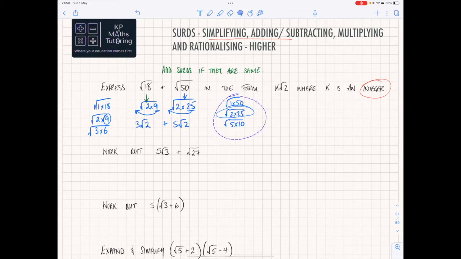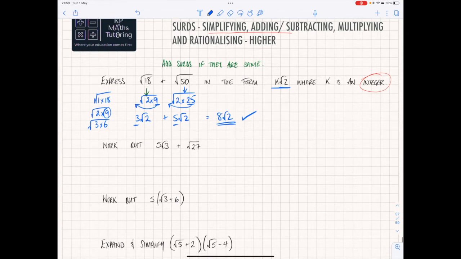Now, because these are both now root 2, I'm basically saying 3 lots of root 2 plus 5 lots of root 2 is 8 lots of root 2. So that would be your answer. And it says in the form of k root 2. Well, I know I'm right because I've got my root 2 there. So k is 8.